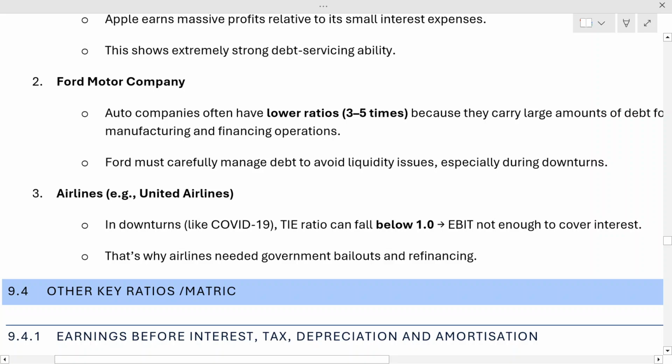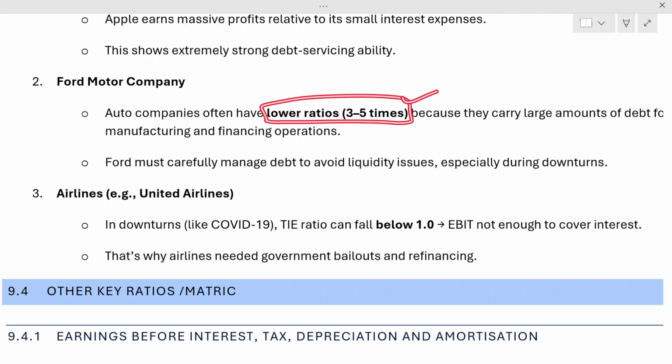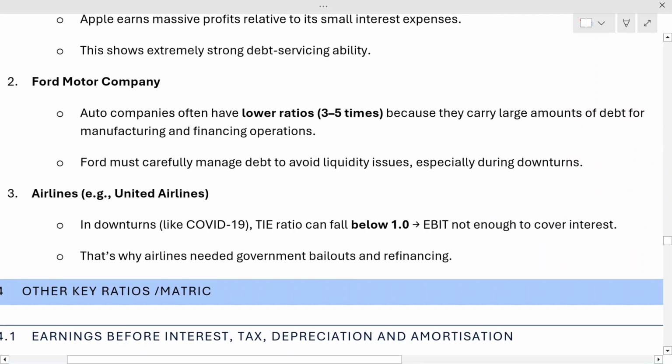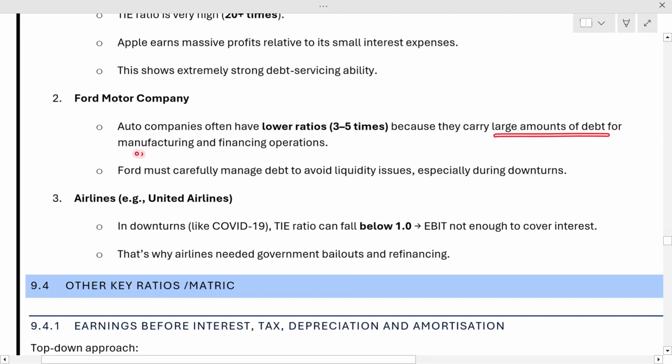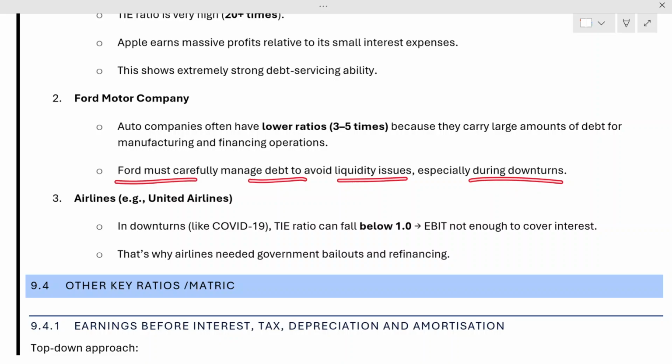If we see the case of Ford Motors, auto companies often have a lower ratio. Not debt to equity, sorry, interest coverage ratio, which is 3 to 5 times, because they carry a large amount of debt for manufacturing and financing operations. If they have a large amount of debt, then that creates a large amount of interest, and that large amount of interest makes this ratio lower. Ford must carefully manage debt to avoid liquidity issues, especially during downturns.